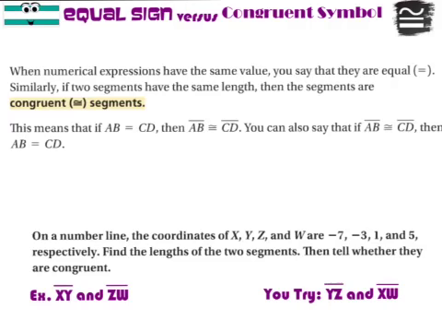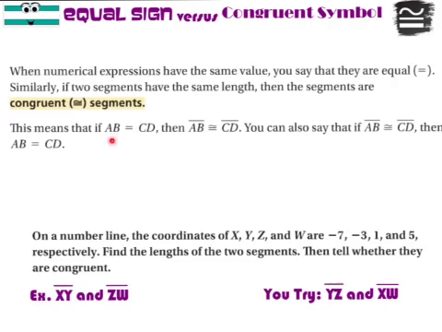Alright, so now we're going to look at the equal sign versus the congruent symbol, about when to use which one. So when numerical expressions have the same value, you say that they are equal. 2 equals 2. Similarly, if two segments have the same length, then the segments are congruent segments. So we're never going to say a segment is equal to another segment. We're going to say that the segments are congruent, and we can determine that based on if their lengths are equal.